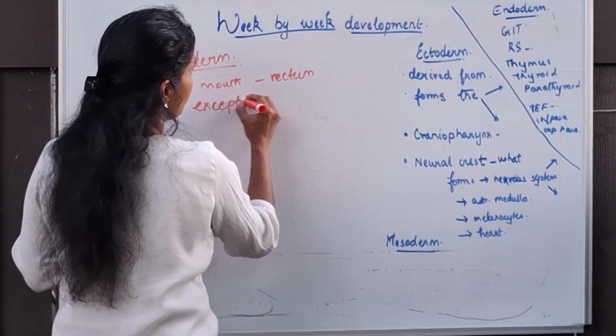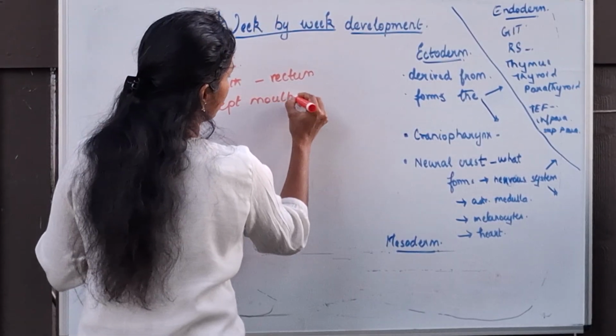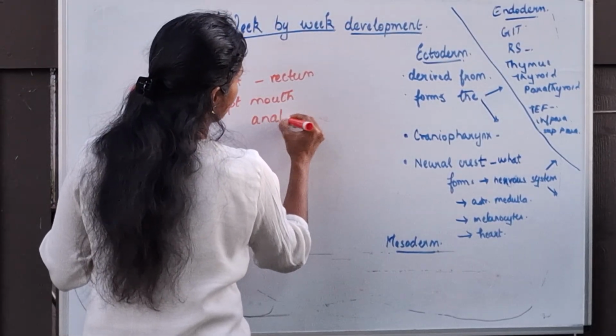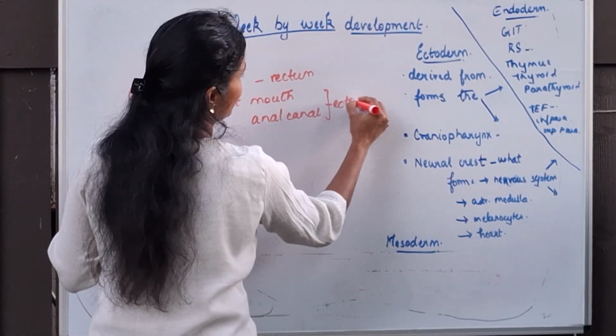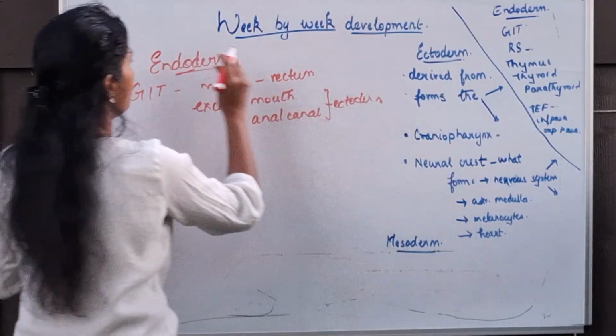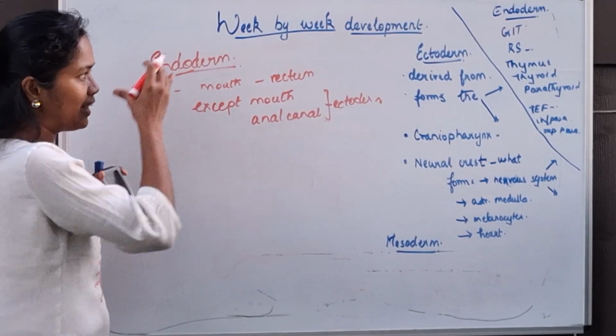But where do the mouth and the anal canal arise from? They are from ectoderm, because they are outside, right? So they are from ectoderm, but the endoderm is the rest of the entire GIT.